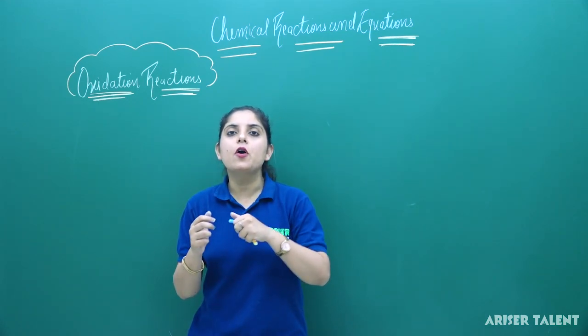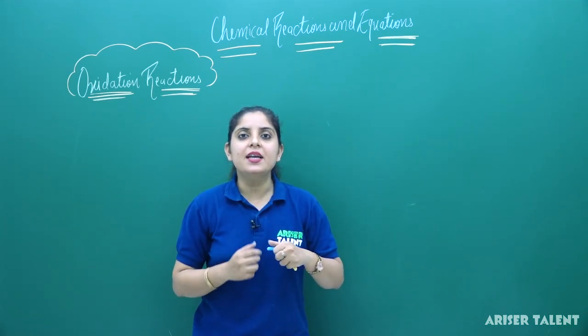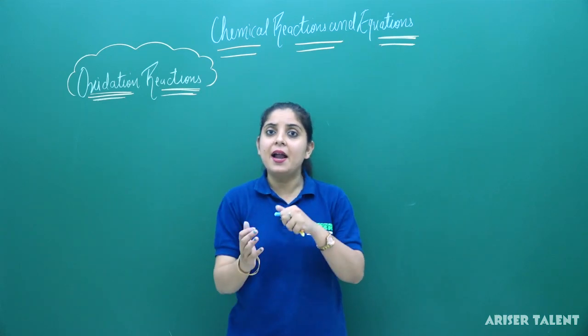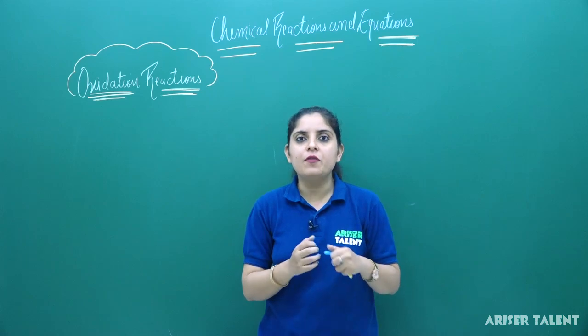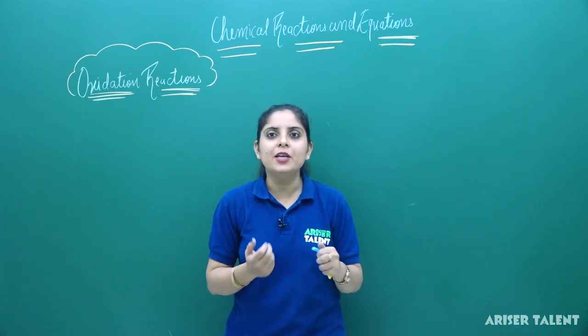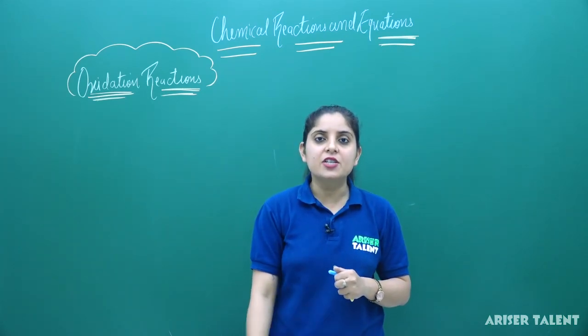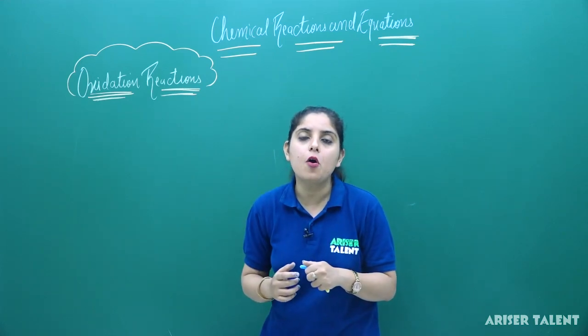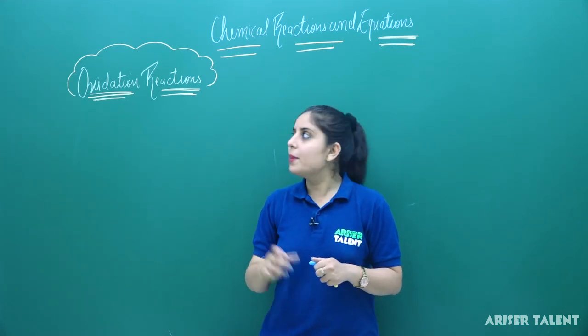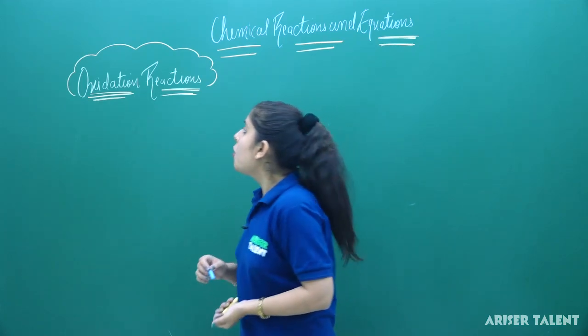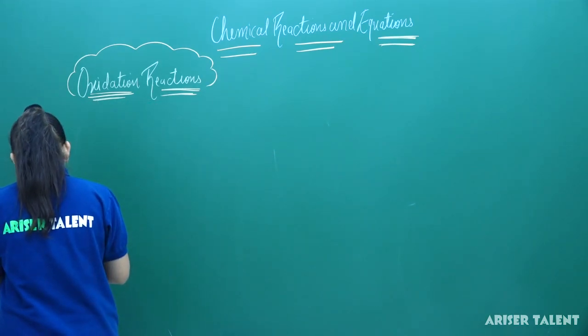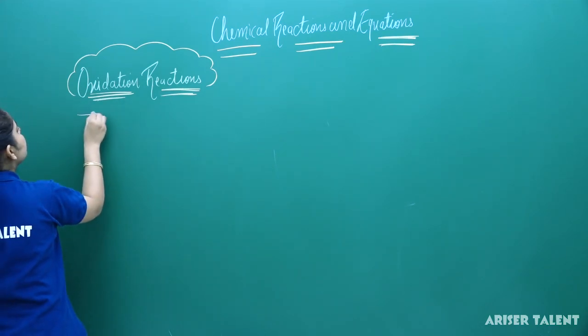If you are adding oxygen to anything, it means the electronegative element is getting added to something. So oxidation is actually an addition of electronegative element. On the other hand, you can say that oxidation is a reaction in which there is a removal of electropositive element. So I am getting here the four definitions of oxidation reaction. The first one is oxidation is a reaction in which there is an addition of oxygen.